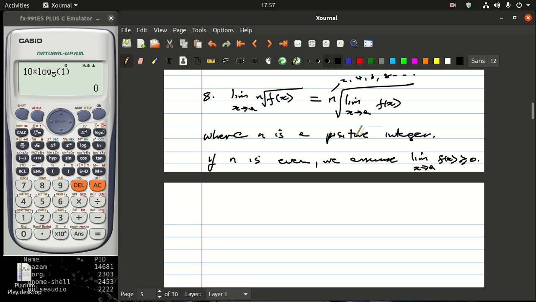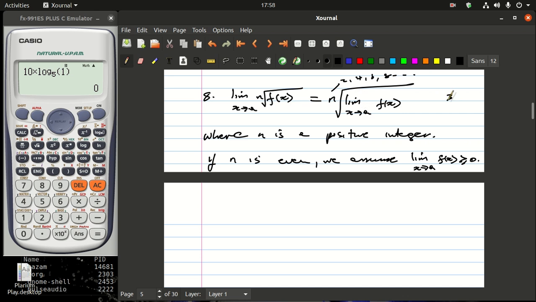In other words, you cannot use this rule if, when you're taking the limit, you'll get a negative number inside, because we won't be able to take the root. Okay, let me clarify something here. But if this n here is odd, then whether this limit is positive or negative, we don't care, because the nth root will be easy.